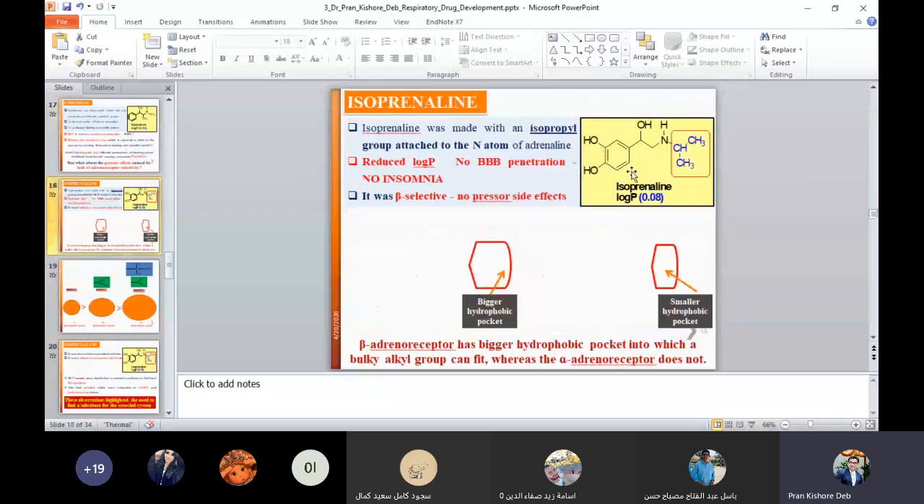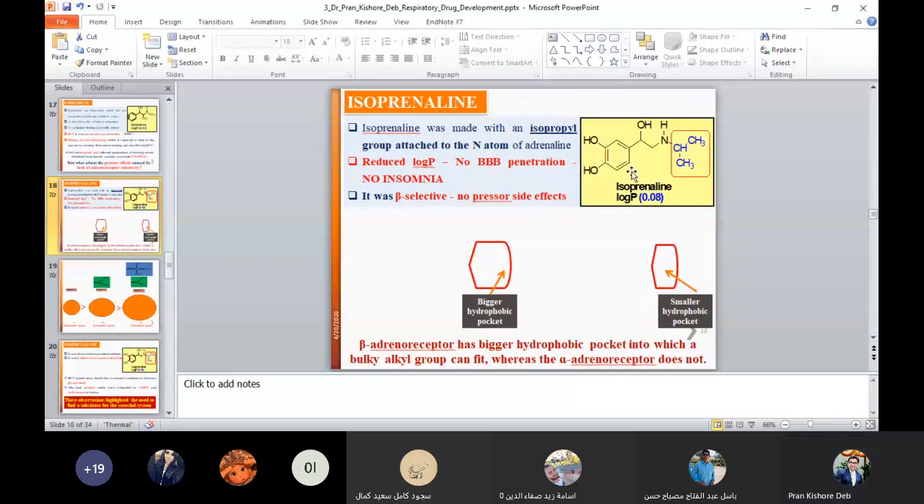Okay, now look at the structure, isoprenaline. Apply your concept. Tell me, listen to my question. Don't be excited and answer. Okay, it's good to be excited, but control. Okay, listen to my question. How many advantages do you see? Advantage of isoprenaline as compared to adrenaline, not ephedrine. How many advantages?